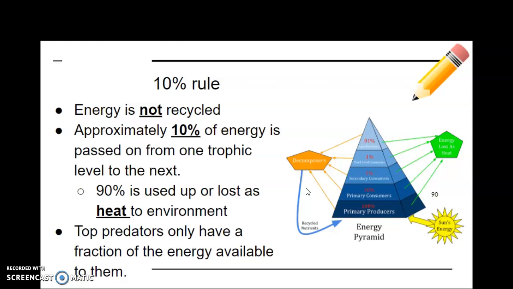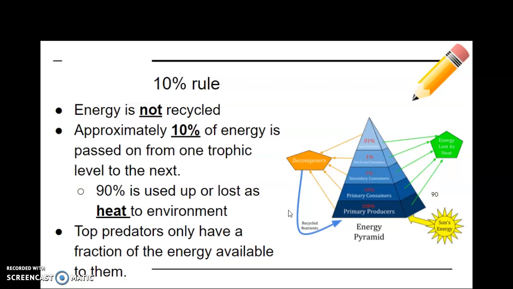Today we are going to talk about the 10% rule. The 10% rule explains how much energy from the sun is actually passed on to each organism in the food chain. And it also helps us to explain why food chains can't get super long and why, when you look outside, you see mostly producers. You might see some herbivores, but it's not likely you're going to see a lot of carnivorous animals. We're going to explain that today.